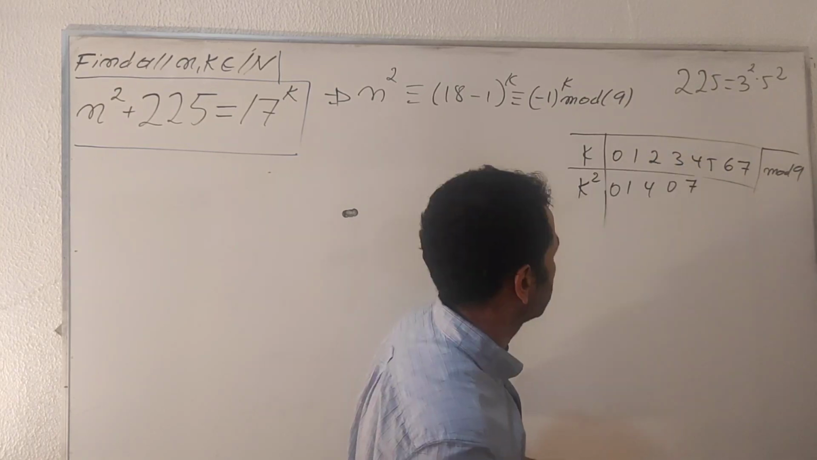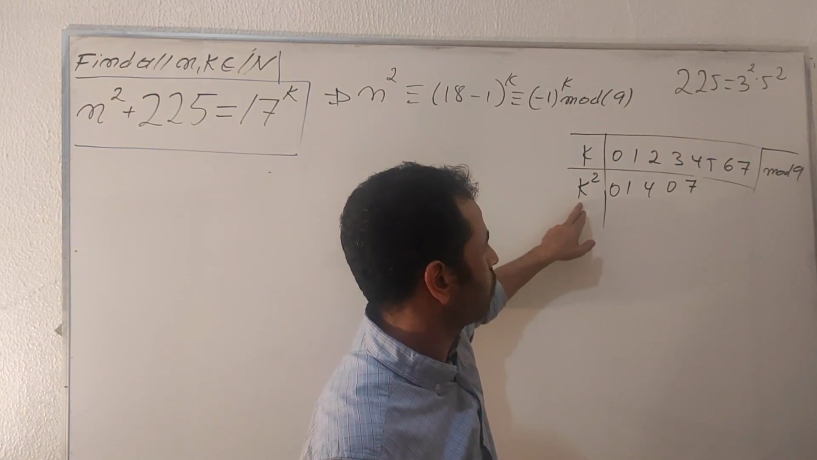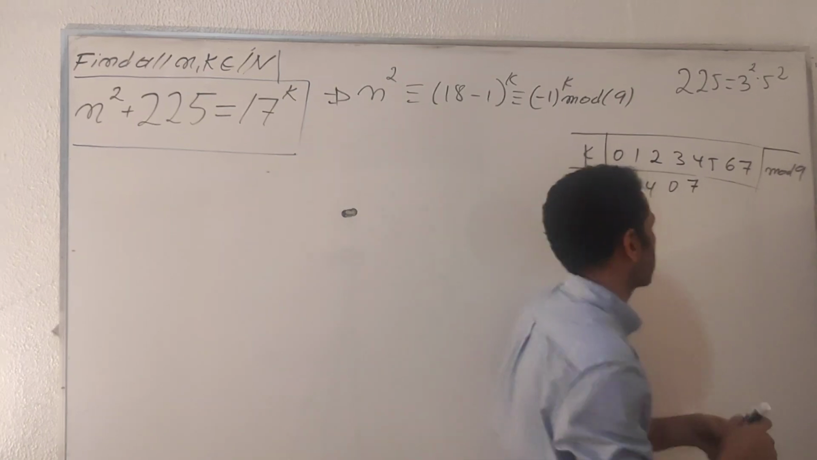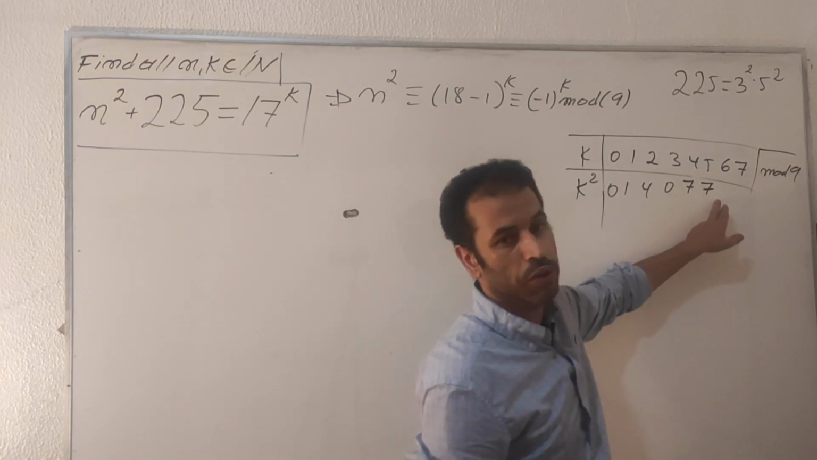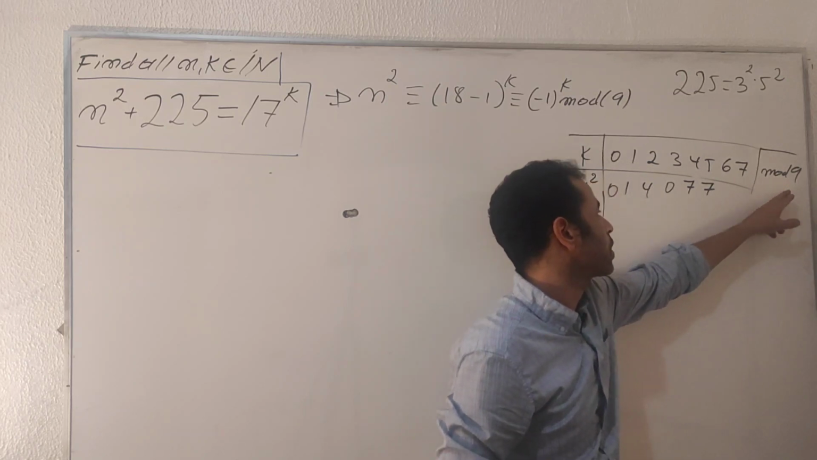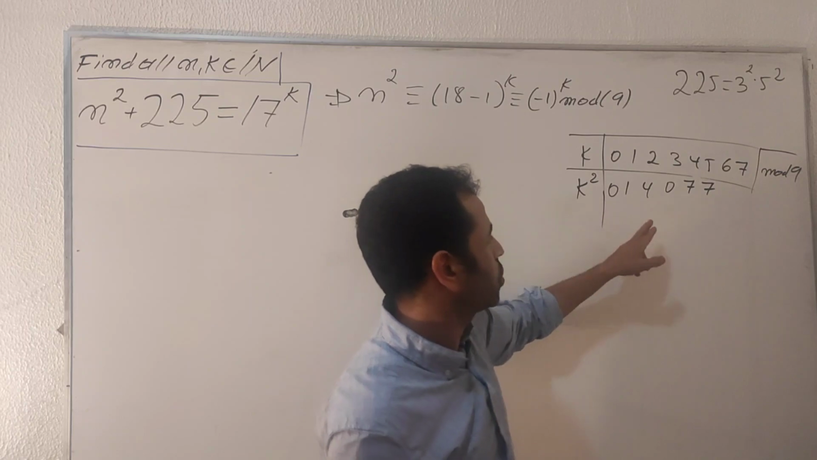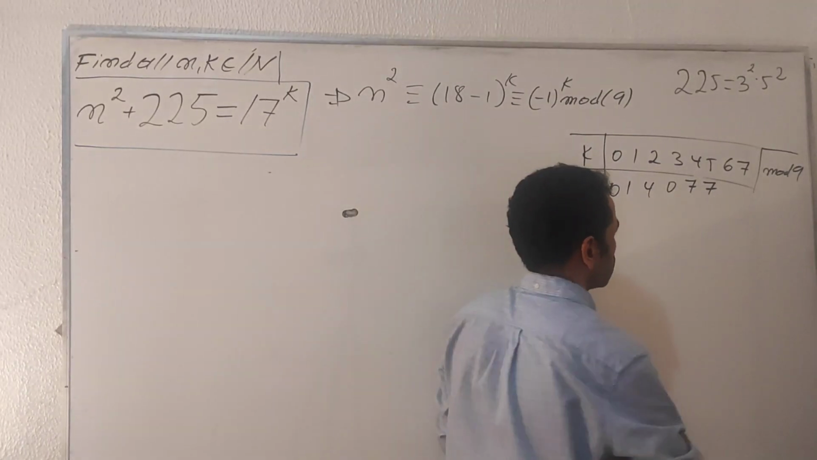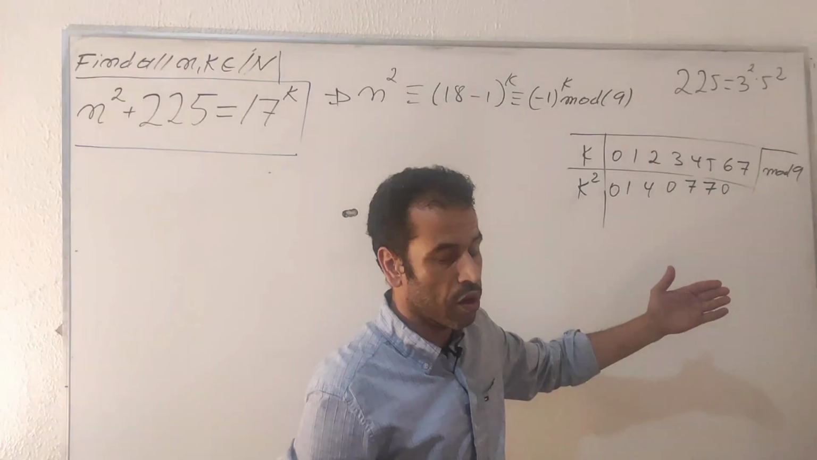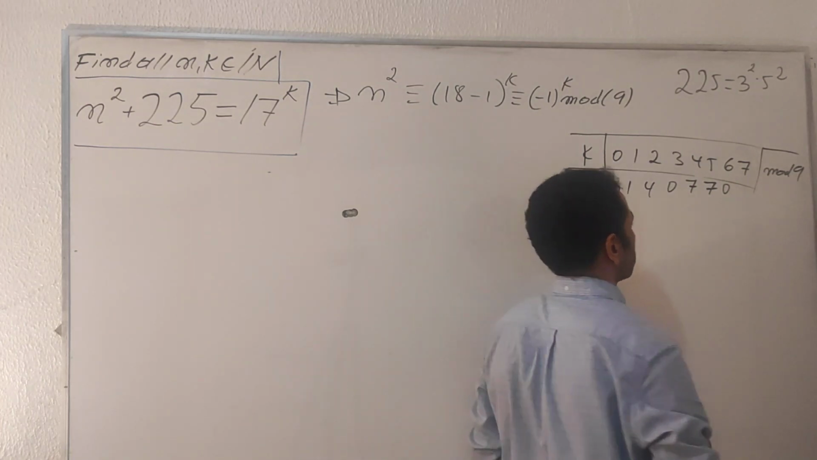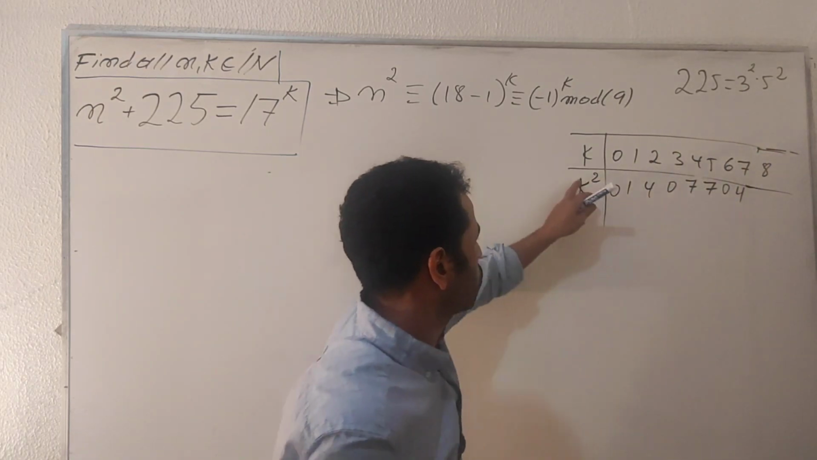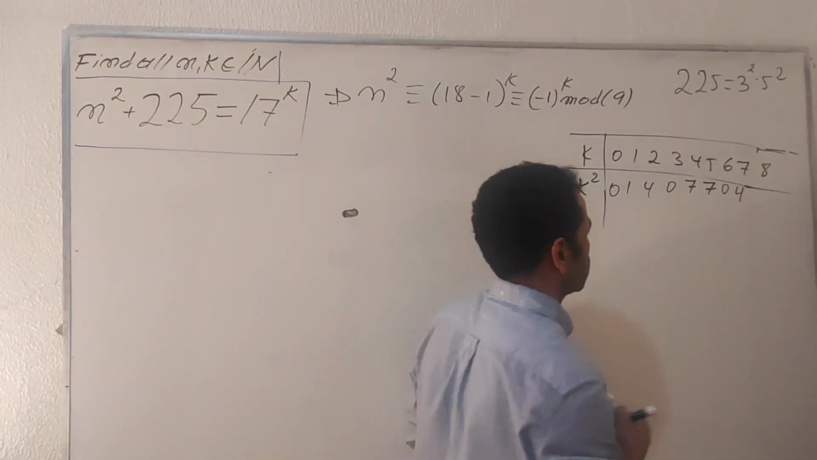Let's put 7. For 5, I get 5 squared, which is 25. Between 25 and 18, you get number 7 as well, or you can put minus 2 because we get 27, which is divisible by 9. For 6, I get 6 squared, which is 36, divisible by 9, so the remainder is 0. For 7 squared, I get 49. Since 45 is divisible by 9, the remainder is 4. Let's put one more: 8 squared, which is 64. Since 63 is divisible by 9, the remainder is 1.